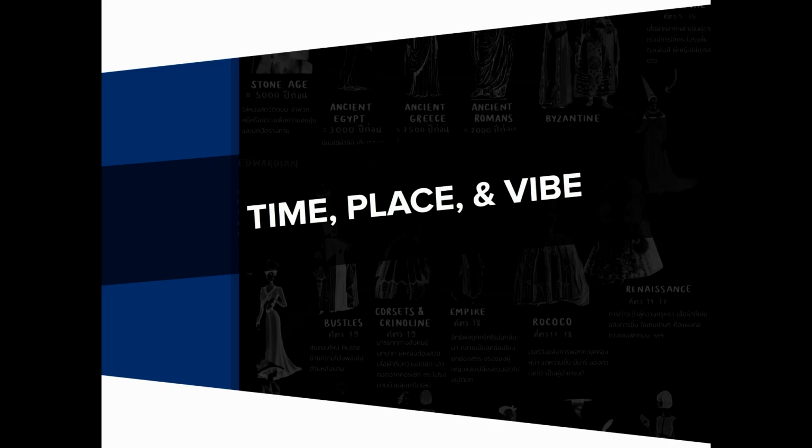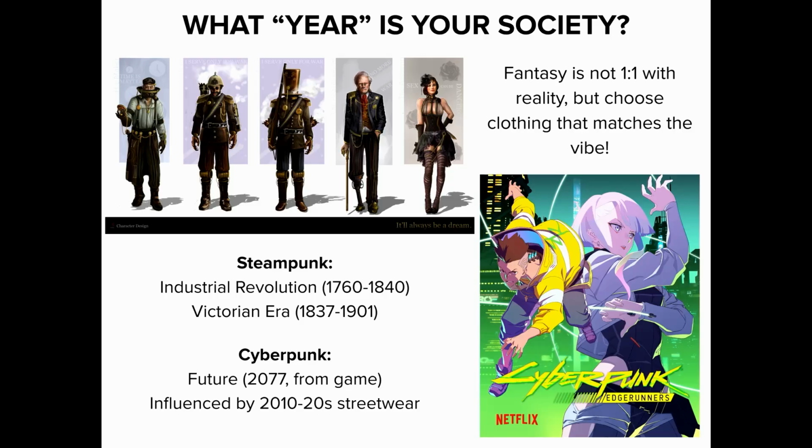So let's get into the history of it, now that we've talked about the fantastical imagination parts. Time, place, and vibe. Think about what year, and I say year in quotes, of the society your game, your story takes place in. Fantasy's obviously not one-to-one with reality, but you can choose clothing that matches the vibe. I figure a lot of folks in here are familiar with steampunk. This is very Victorian era, Industrial Revolution.